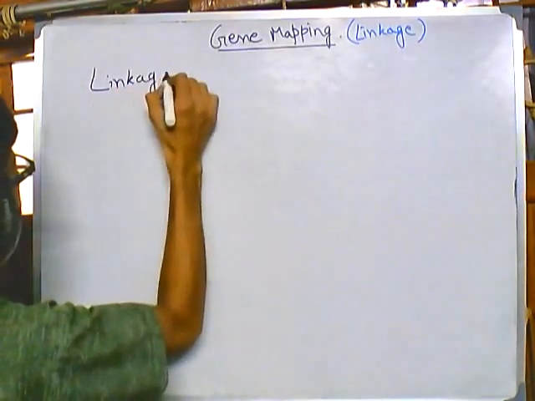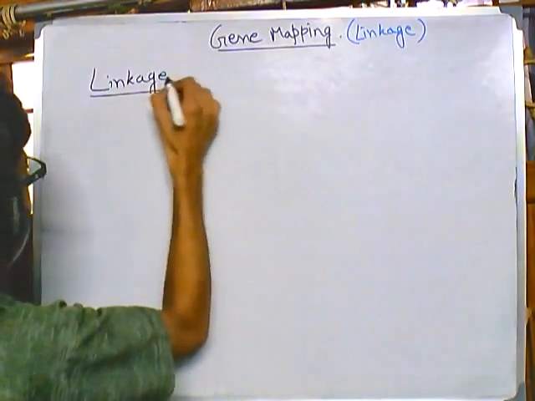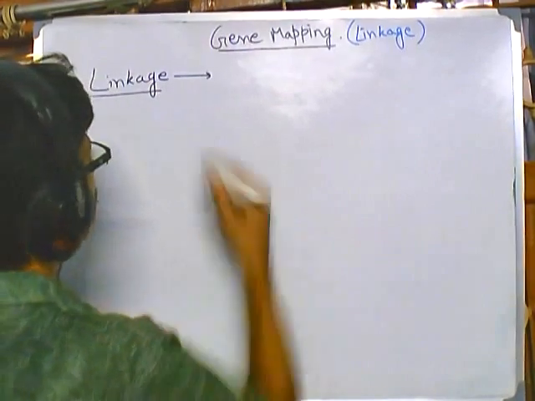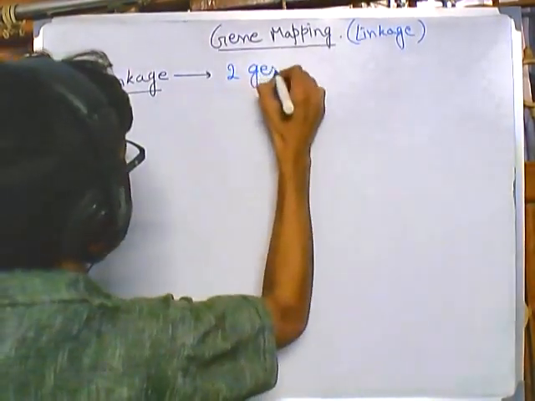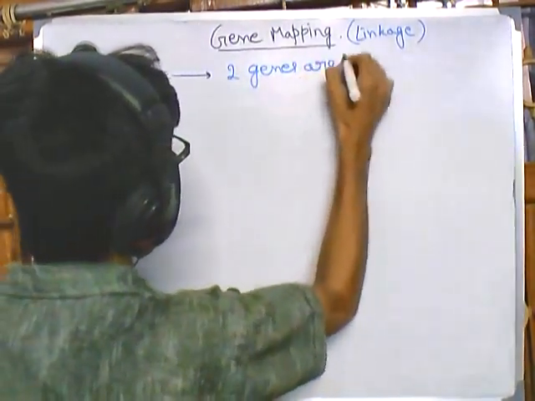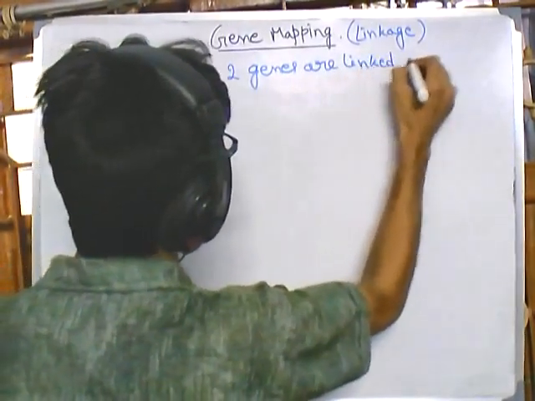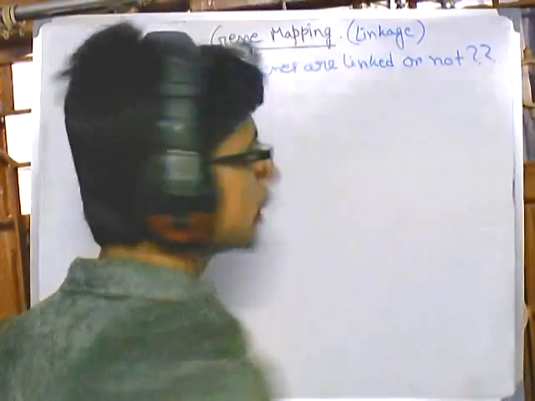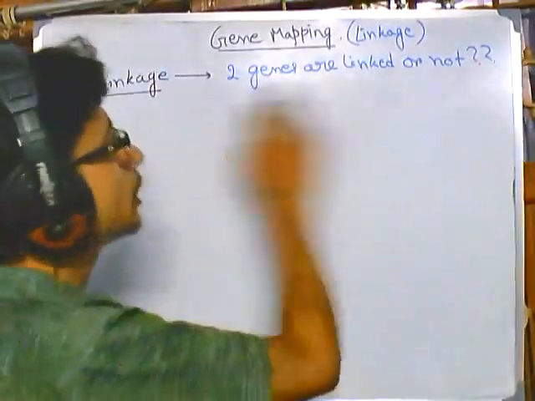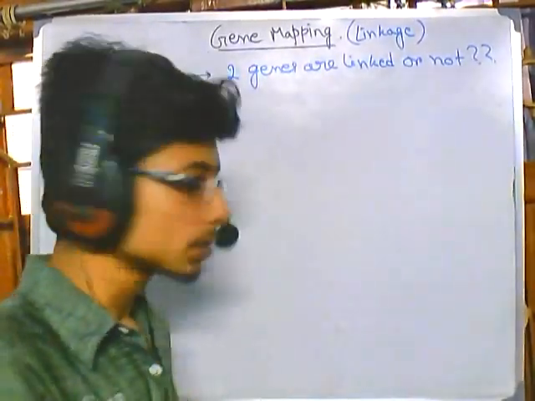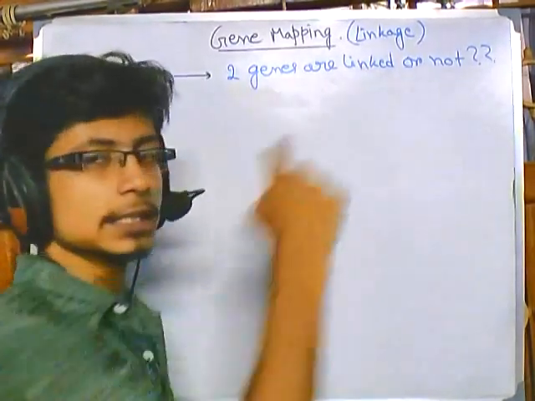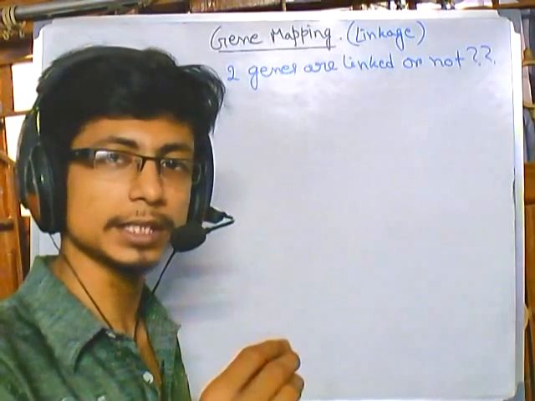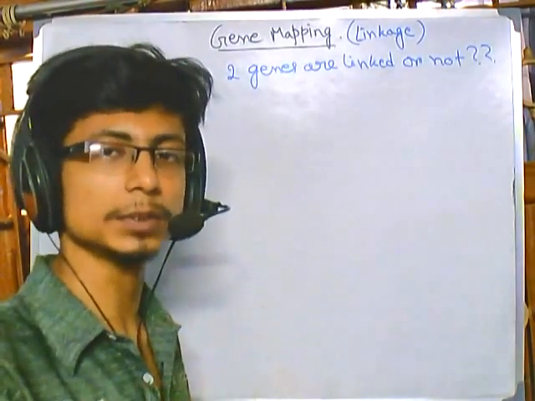Linkage means whether two genes are linked or not. So this linkage map always asks one question, which is whether two genes are linked or not. The two genes that we are dealing with here could be two different genetic markers, or one genetic marker and another gene of our interest, we don't know that.